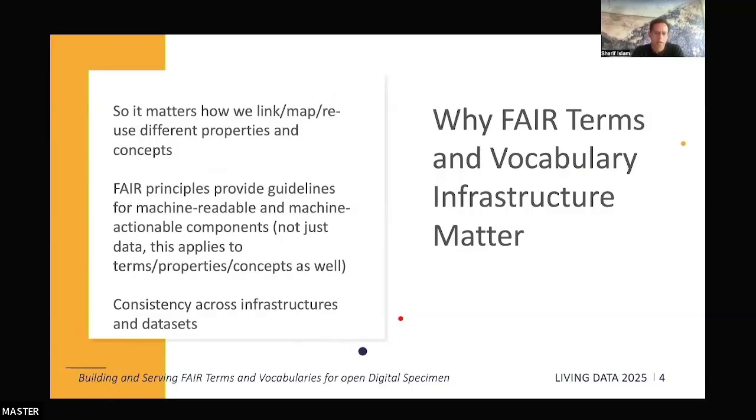So we know that it matters how we link, map, and reuse different properties and concepts. FAIR principles provide some guidelines for machine-readable and machine-actionable components, and these are not just for the data, they apply to the concepts, the terms, and the properties as well. The goal here is that we want to reach some sort of consistency across infrastructures and data sets. Again, this does not mean that everybody has to use the same system or same terms, but there has to be some alignment between different systems.